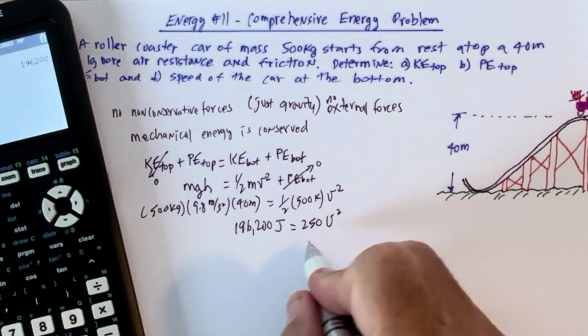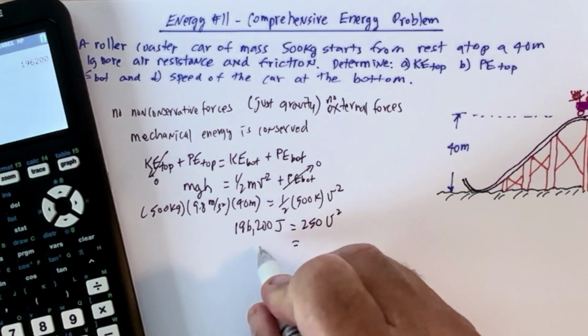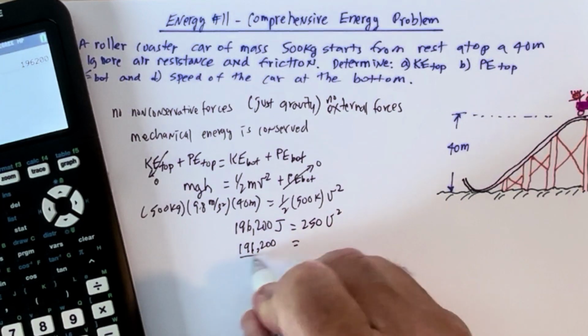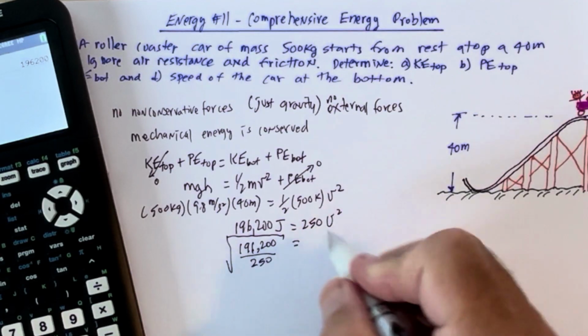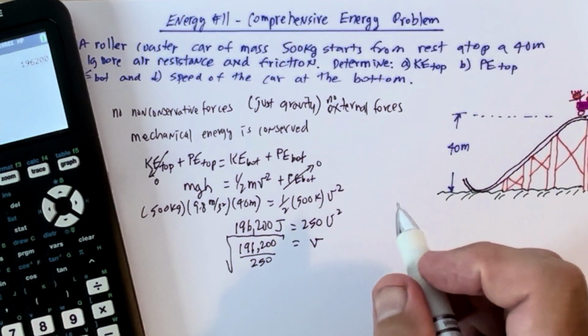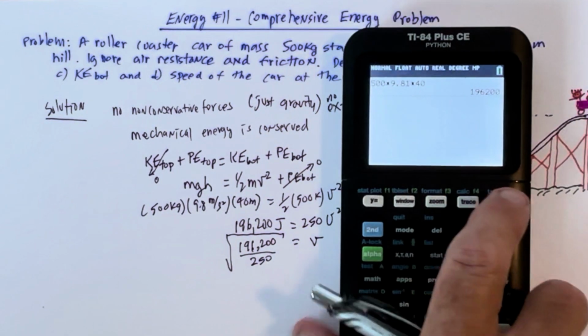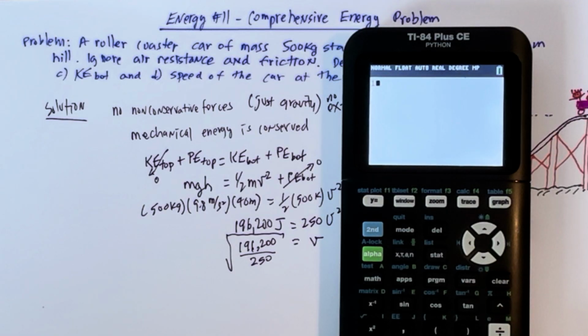So what we can do is take this over here and then take the square root of everything. So the 196,200 divided by 250, square root, that's going to be equal to our velocity at the bottom. So let's plug our numbers in and see what we get. Clear it. And we take 196,200 divided by 250.